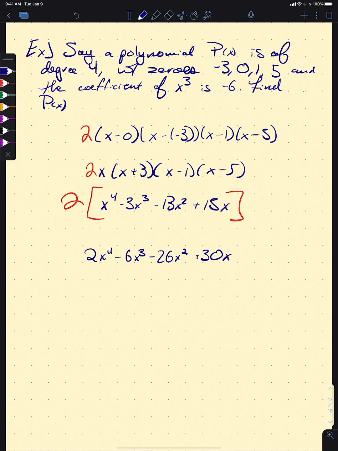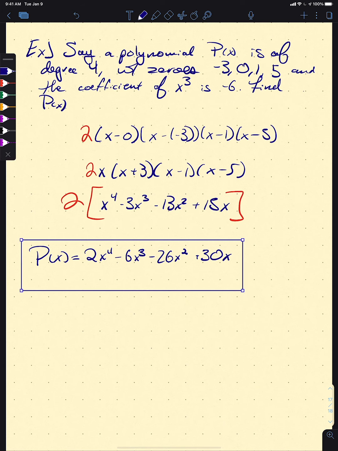plus 30x, okay? By construction, right, this is degree 4 and has these zeros, and has the needed coefficient on x cubed. So I'm confident in calling that p of x, with that being our final answer.